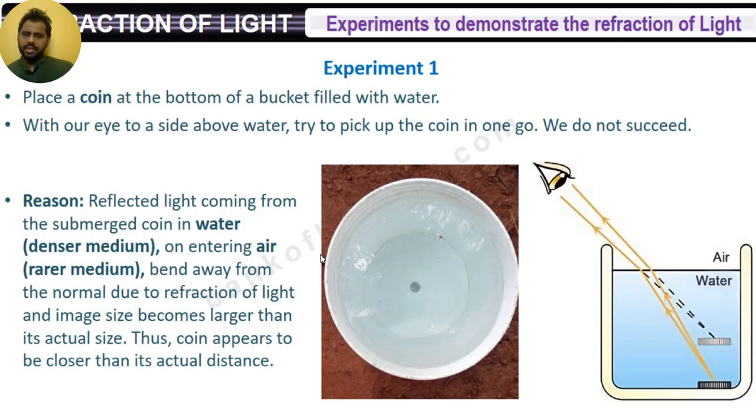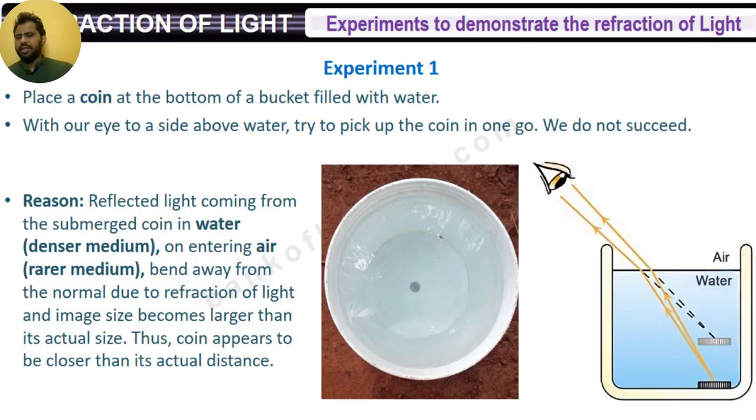Water is a denser medium, air is a rarer medium. Whenever light travels from a denser medium to a rarer medium, the ray of light will bend. So what is happening when we try to see is that the ray is bent somewhere, and we see the coin here, but the real coin is here. So we will not be able to pick the right coin at the right time. The reason: reflected light coming from the submerged coin in water, on entering air, bends away from the normal due to refraction of light.